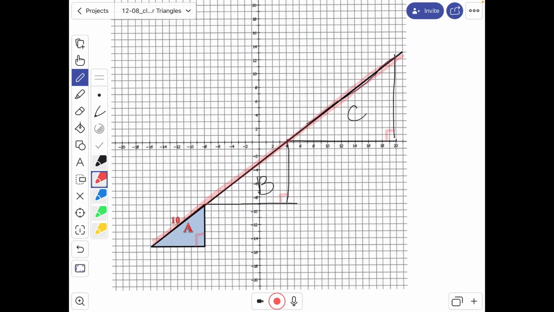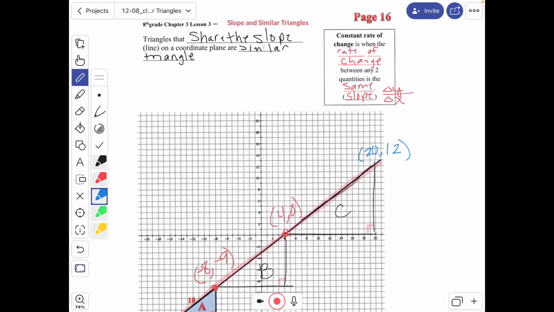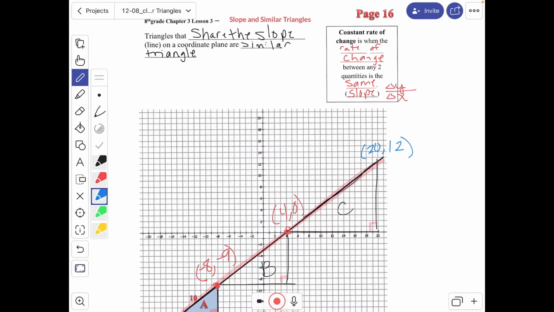So I'm going to take some points from our triangles. I'm going to start with this one and this one. And this is point (-8, -9), and this one is (4, 0). And eventually I'm going to get to this, (20, 12). So I'm going to take those points and I'm going to write them and figure out what the slope is.